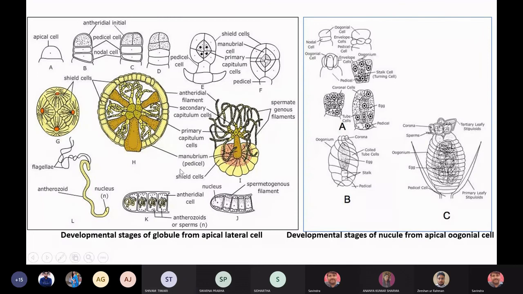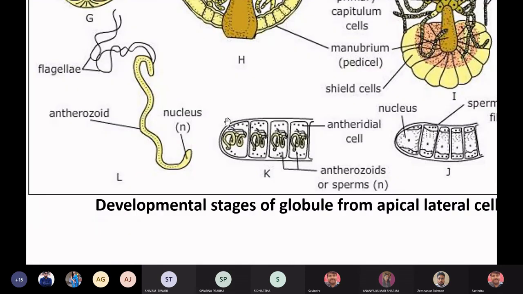I have made a slide. You can have a look at how the male and female reproductive structures, that is globule and nucule, originate from the initial cells. Here is a better representation. This is the antheridial filament.